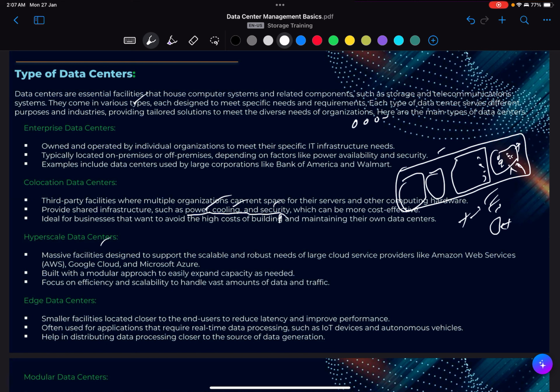Now the hyperscale data center is a massive facility designed to support scalability. It is robust and large, used by cloud service providers like Amazon Web Services, Google Cloud, and Microsoft Azure. They are very big, with all kinds of the latest technologies, and all the power, electrical, cooling, and building security will be redundant. So it is a very massive-scale, super-availability data center.